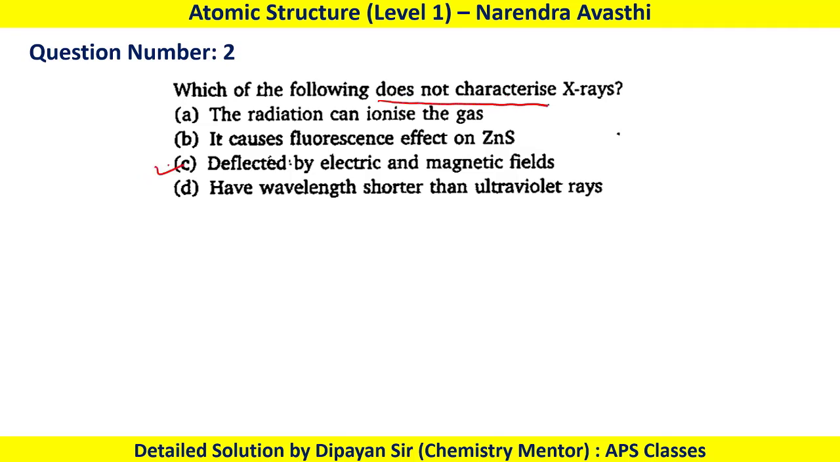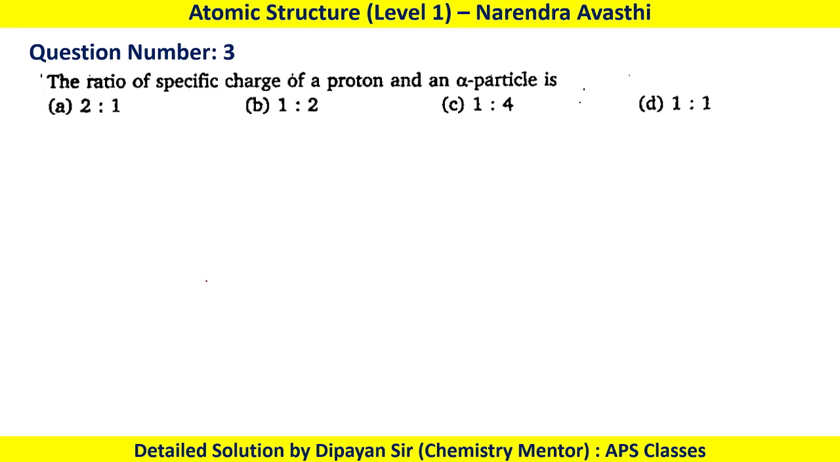will be the correct option. In question number 3, you have to calculate the ratio of specific charge of proton and alpha particle. So specific charge is calculated by charge by mass. The alpha particle is a dipositive helium, so we have 2 charge and mass is 4 because in alpha particle we have 2 neutrons and 2 protons, and for proton it is positive 1 charge and mass is 1 unit. So if you take the ratio of proton and alpha, it will become 1 divided by half, so it will become 2:1. Okay, so for question number 3 option A will be the correct option.